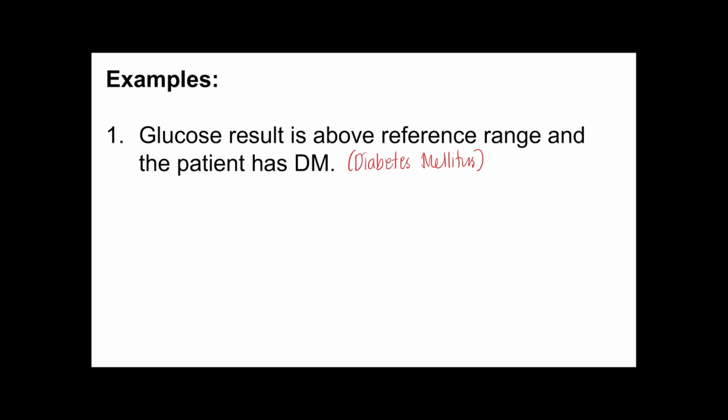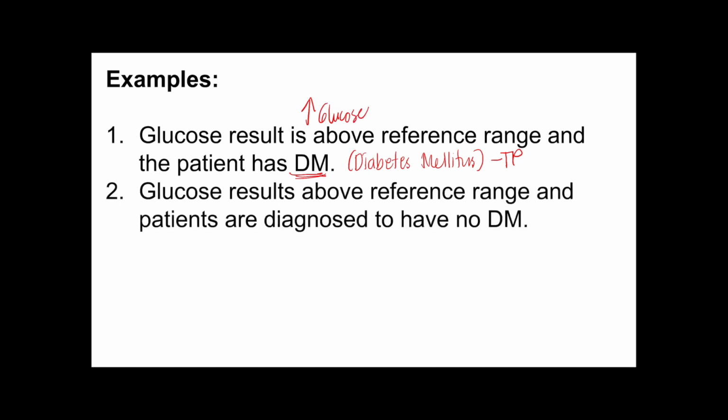This is a type of true positive because the patient has diabetes. And also, the results show that the glucose is increased. So that means the patient is diagnosed as positive. So the lab results showed that the patient is indeed positive for DM because of high glucose level. How about number 2?